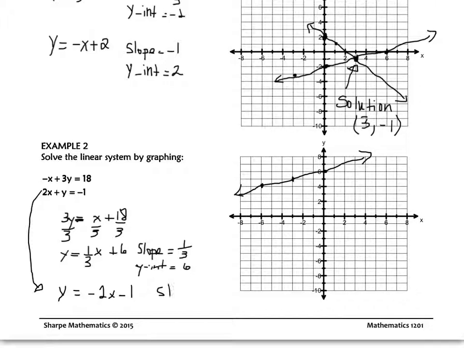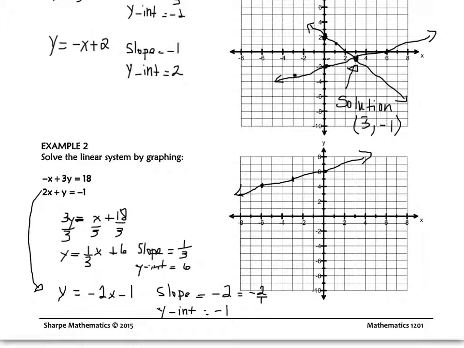So therefore the slope is your negative 2. And your y-intercept is negative 1. And if it helps you, slope is negative 2 over 1. So that means you rise 2 and run 1. Make sure you keep it as a negative slope.